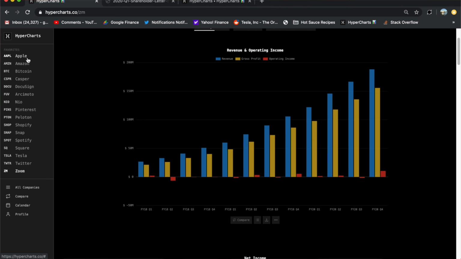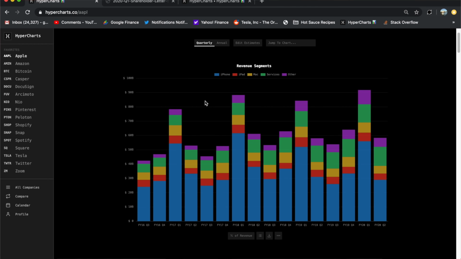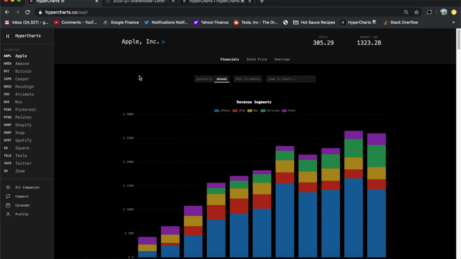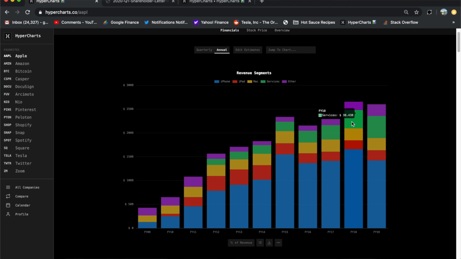Actually, another thing that I want to show you that we launched this quarter, which I think is awesome and seems small, but has really been helping me in my analysis, is percentage of revenue. So let's go to Apple here. We're on Apple annually. Apple, 1.3 trillion. Wow. So Apple's got a bunch of different revenue segments over time, and it's very interesting to see how Apple's business has transformed as the company has matured.